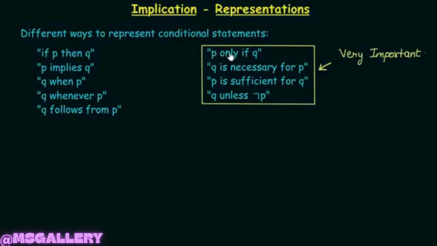P only if Q is equivalent to if P then Q. We are going to prove this. Now it is quite confusing because here "if" is in front of Q and here "if" is in front of P. But still I am saying that they both are equivalent. Why? We will prove this very soon. Q is necessary for P. P is sufficient for Q. Q unless not P. These are all different ways to represent the same idea, that is, if P then Q. So now let's discuss them one by one.